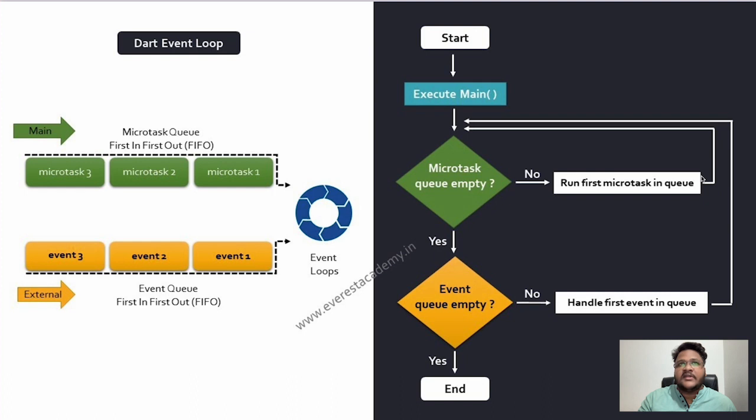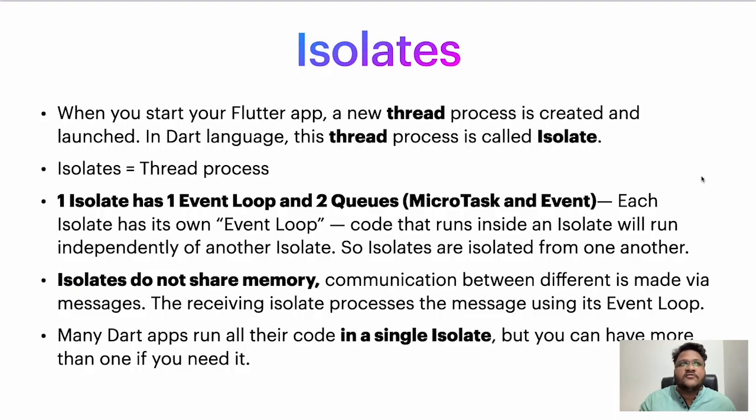After finishing these tasks, the event loop starts taking tasks from the event queue. We can understand this with this flow diagram. Here you can see the main thread is executing, the event loop is running in the beginning, and it is checking whether the microtask queue is empty or not. If it is not empty, it will take out the first microtask in the queue and execute it. If all the tasks are finished, it will go to the event queue and execute all the tasks. This is the flow. So what we have covered is that isolates are nothing but threads.